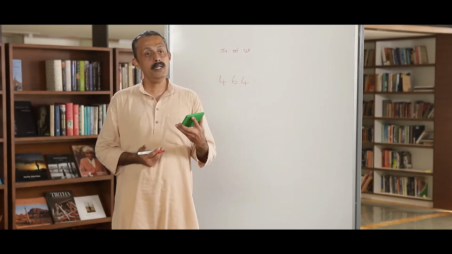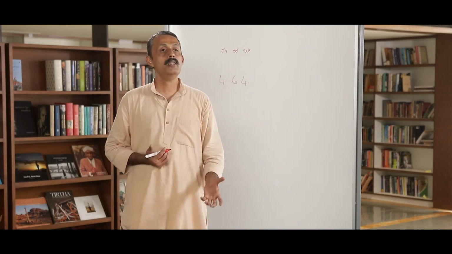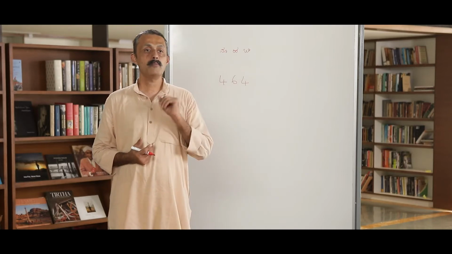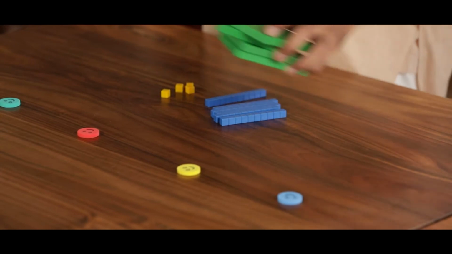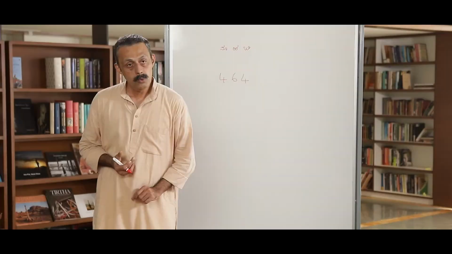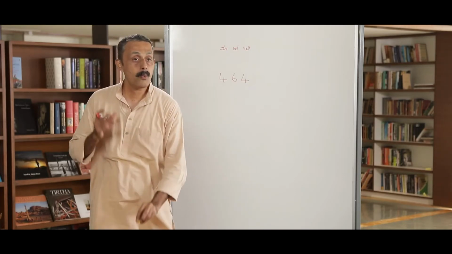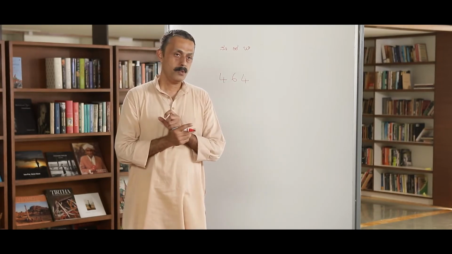Therefore, only if I take out the jackfruit, the burden on my head would reduce. So, if I distribute the 4 jackfruit first, I will be left with 6 mangoes and 4 lemons. Then the weight on my head will reduce and it becomes light.